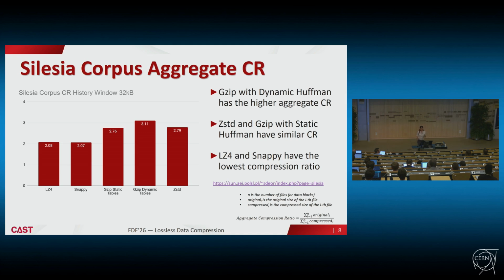And by doing that, we can see that GZIP with dynamic Huffman tables has a higher compression ratio for the Silesia corpus, while Zstandard and GZIP with static Huffman tables have a similar compression ratio, like 2.7. LZ4 and Snappy have a lower compression ratio. Okay, this is more or less what we expected.